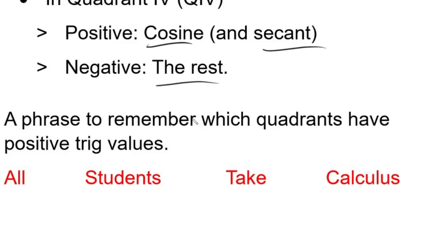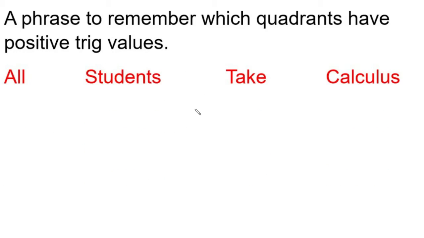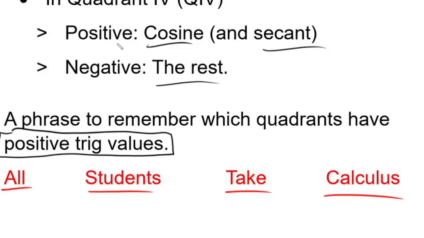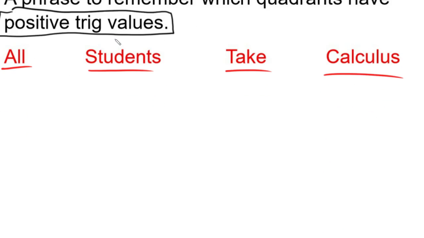Now, here is where we get to the part where you're going to write a phrase to remember which quadrants have positive trig functions. This is the real thing to remember. You might remember this statement, but if you don't know what it means, then it's not helpful, right? So the phrase is all students take calculus, and it is talking about which trig functions are positive in which quadrants. This is typically written like this.